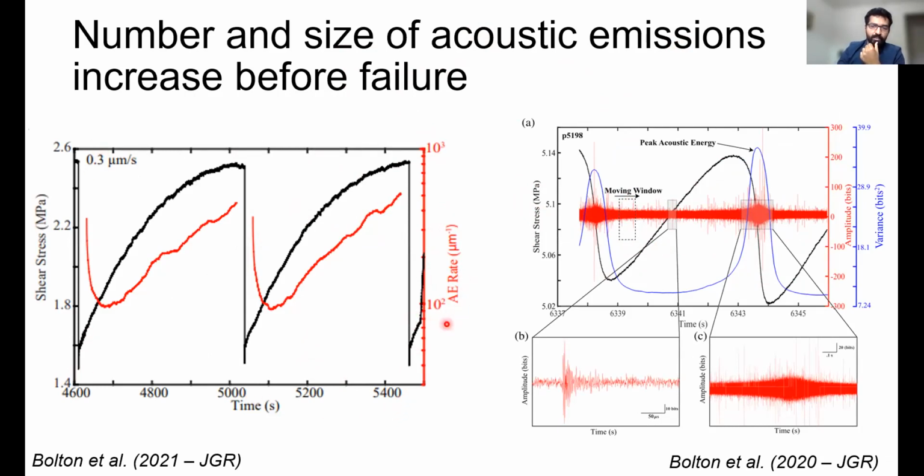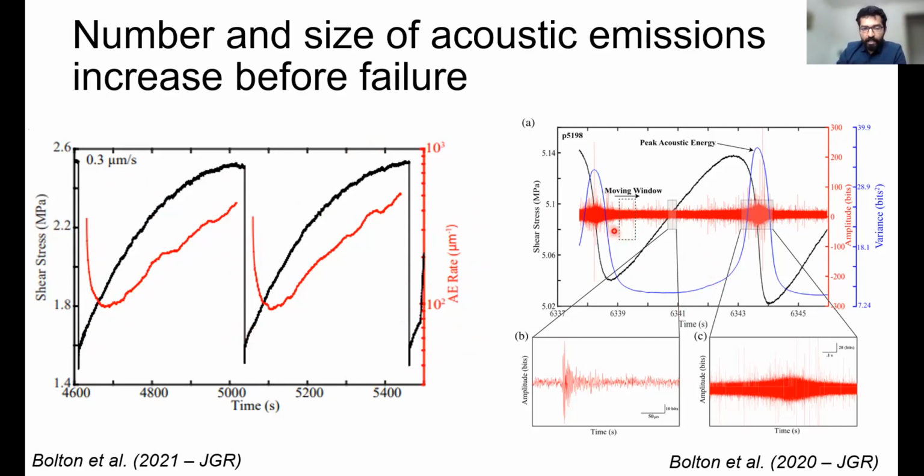So it just has the AE rate, or rate of change of acoustic emissions per second in time, or in this case, per micron in slip for a driving rate of 0.3 microns per second. So again, you have a couple of stick slip cycles, and what you see is that the acoustic emissions continue to increase as the fault is about to fail.